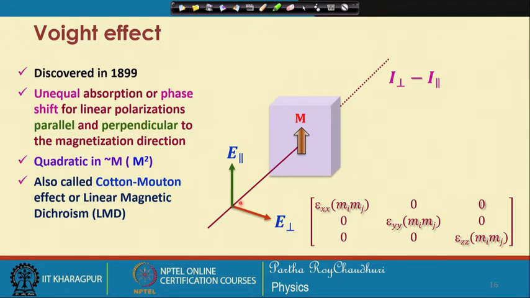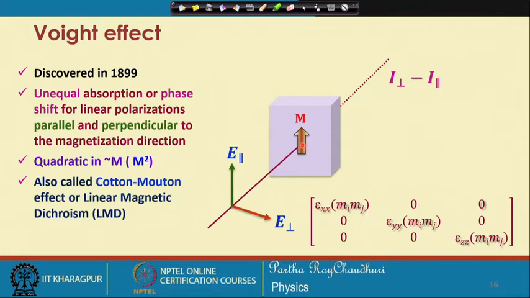So, the polarization of the light beam is parallel and this is perpendicular. It may be somewhere in between, so we will decompose the polarization of the linear polarized light into parallel and perpendicular components. There is the relevant permittivity of the medium in presence of the magnetic field. We will not talk about this. This is the direction of the magnetization, and this effect is quadratic in the magnetization, that is m square, and this is also called the Cotton-Mouton effect or linear magnetic dichroism.